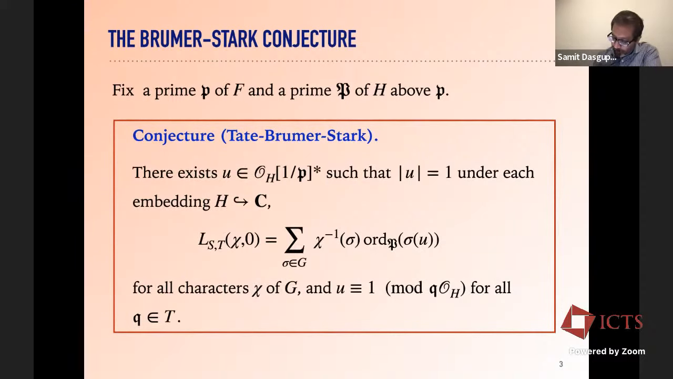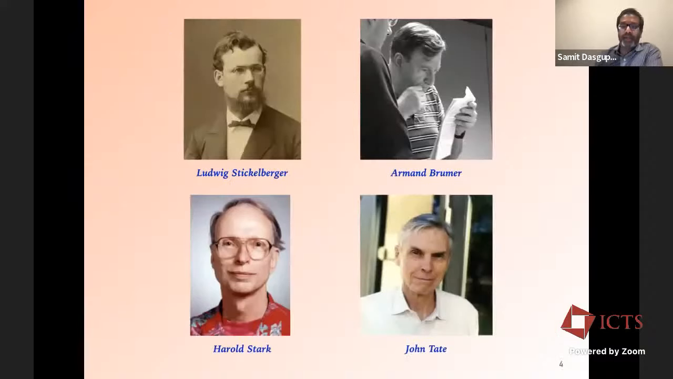Okay, so I just want to talk about some of the people whose work led to the statement of this conjecture. So really, the story starts back in the late 19th century with Stickelberger, who basically calculated the p-adic valuation of Gauss sums, and you can interpret his work in the language of the conjecture on the previous slide.